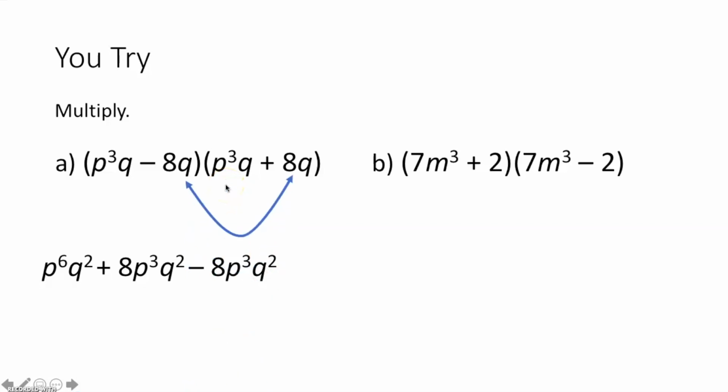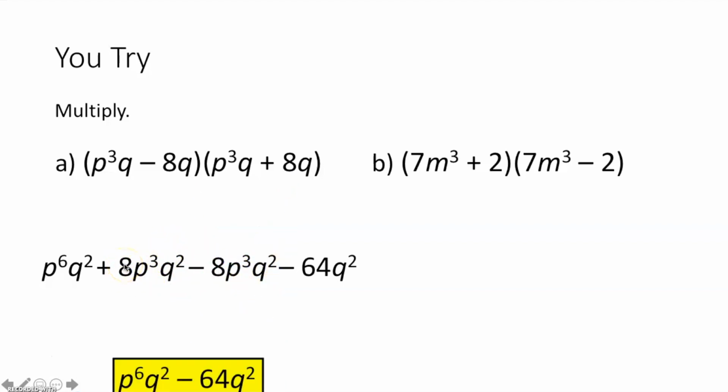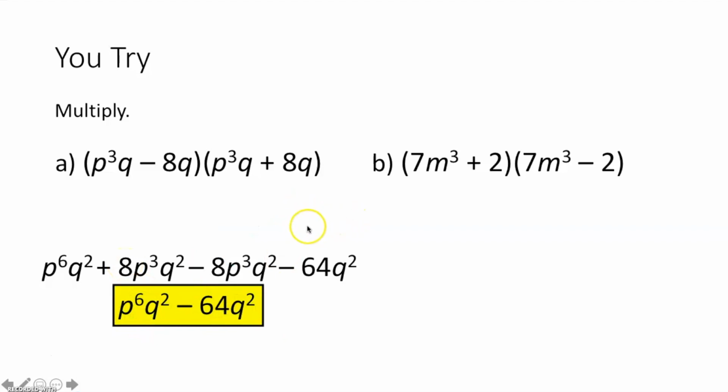And then you multiply the last terms together. Negative 8 times positive 8 is going to be negative 64, and then q to the 1st times q to the 1st is q to the 2nd. Combine like terms. These two in the middle have the same variables to the same degree, so we can cancel those out because they have opposite coefficients, and you're left with what we got when we did our shortcut.